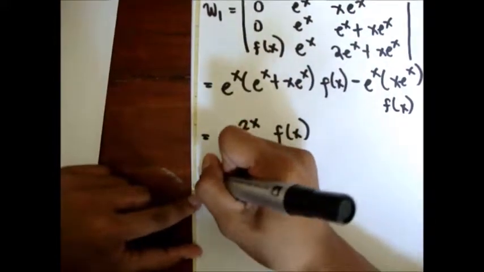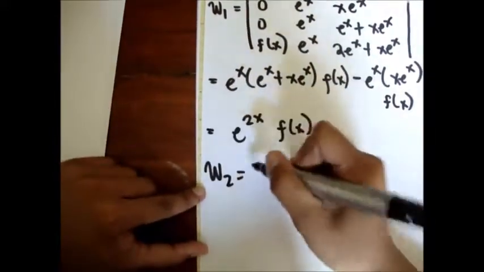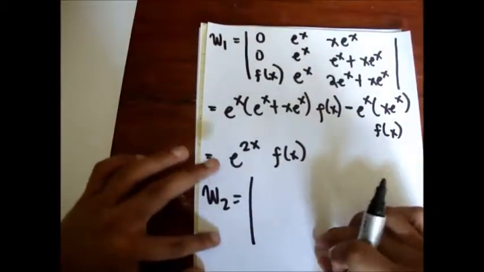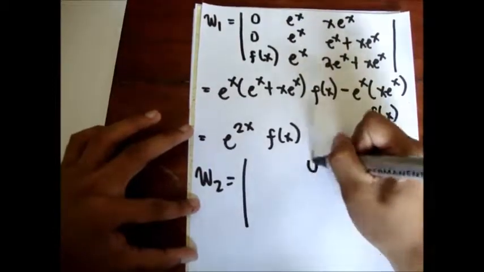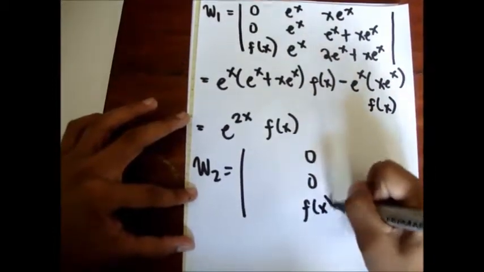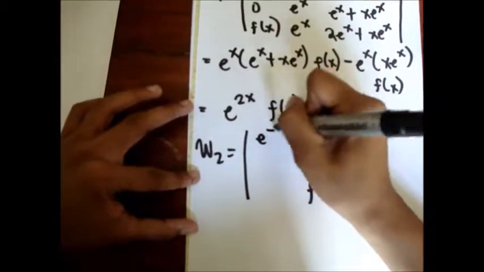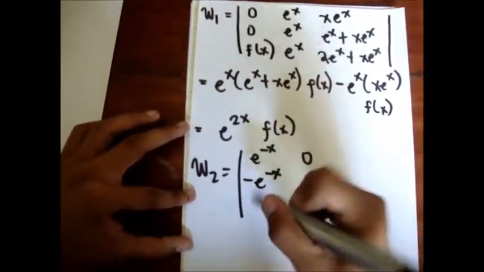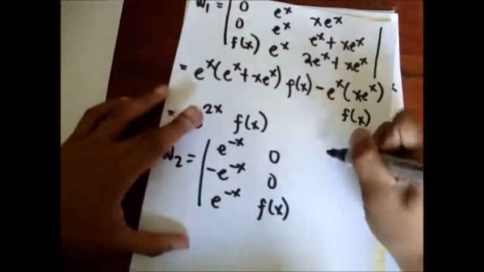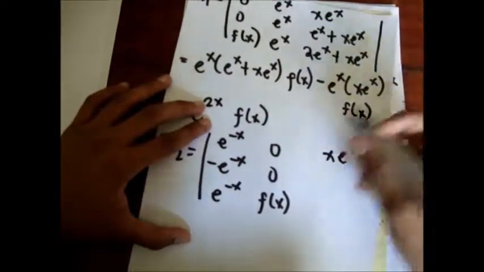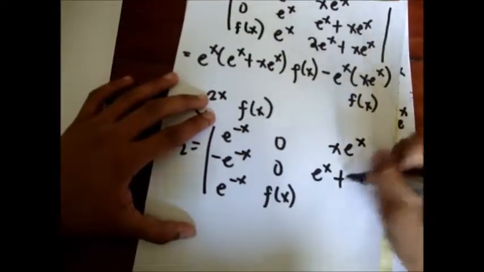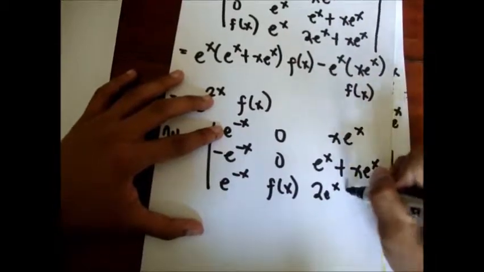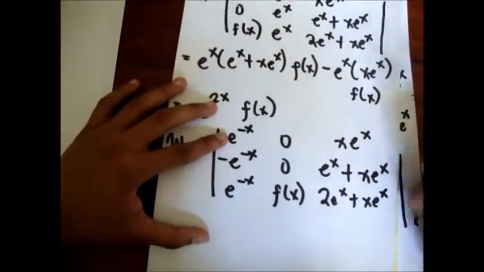Next is we get our W2. So, like W1, we let 0, 0, f of x, and this is the second column. Then, go back again: e raised to negative x, negative e raised to negative x, e raised to negative x. Then x e raised to x, e raised to x plus x e raised to x, 2e raised to x plus x e raised to x.